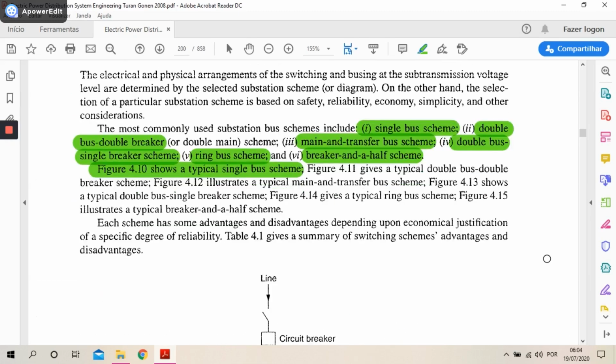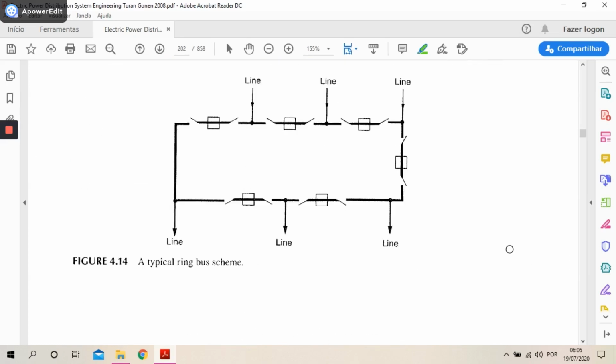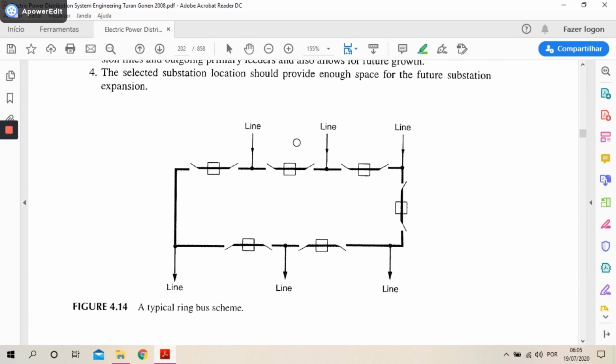Figure 4.14 gives a typical ring bus scheme. Let's see the ring configuration. You can see here the ring, okay? You have multiple circuit breakers here with switches. You can perform maintenance and repair using these disconnecting switches. You are going to disconnect the part that you want to conduct maintenance on, or if you don't want to let every one of them close, you can simply open them, and the circuit breaker only operates during faults.